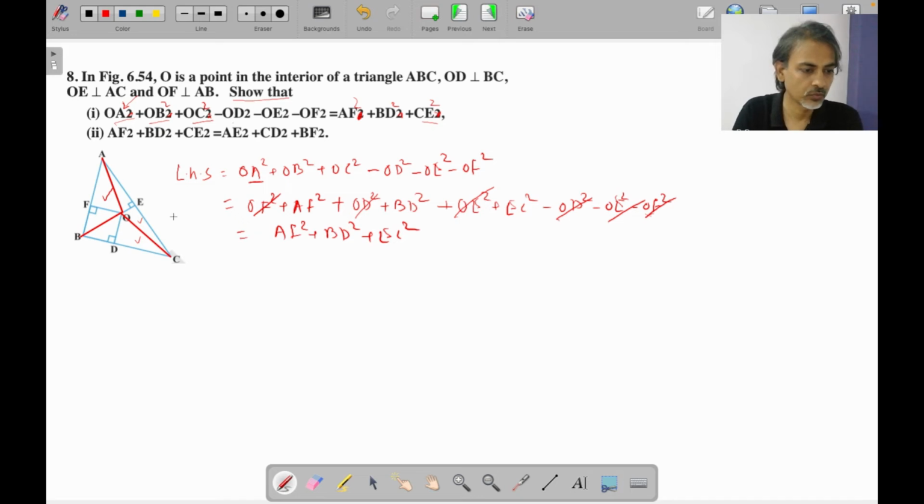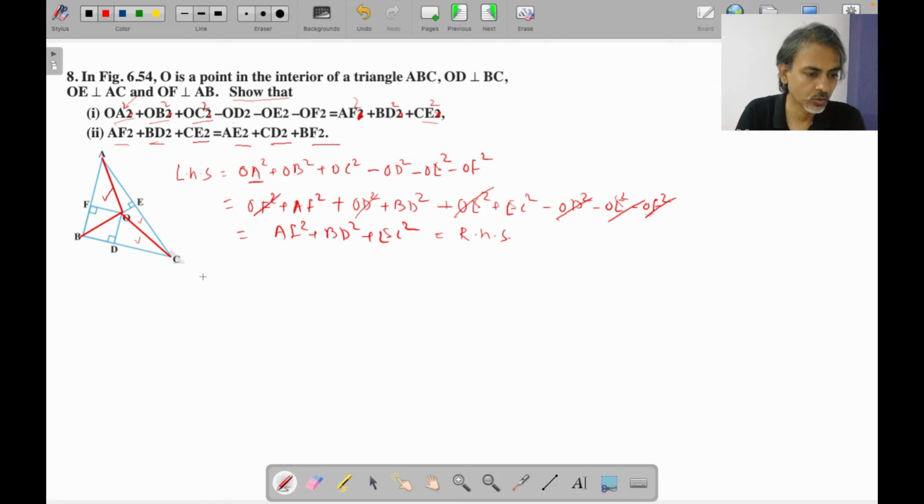So what we have to do is look at the triangles and then use Pythagoras theorem to get to the entities which we want. Now what is given over here is that AF square plus BD square plus CE square, we need to prove equals AE square plus CD square plus BF square. So we need to prove that AF square plus BD square plus CE square equals AE square plus CD square plus BF square.